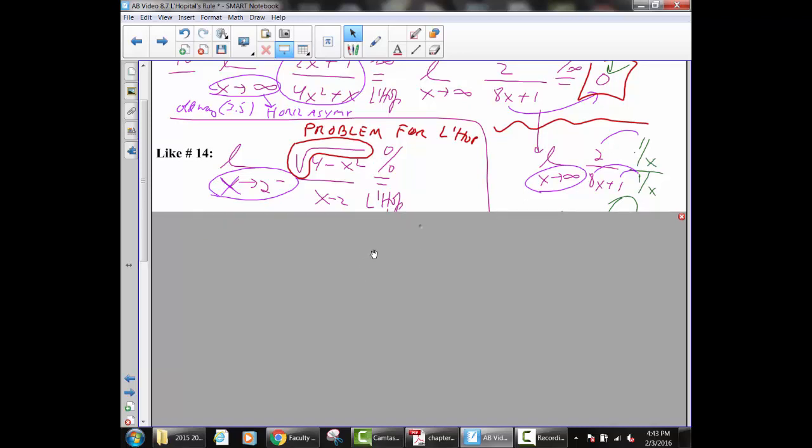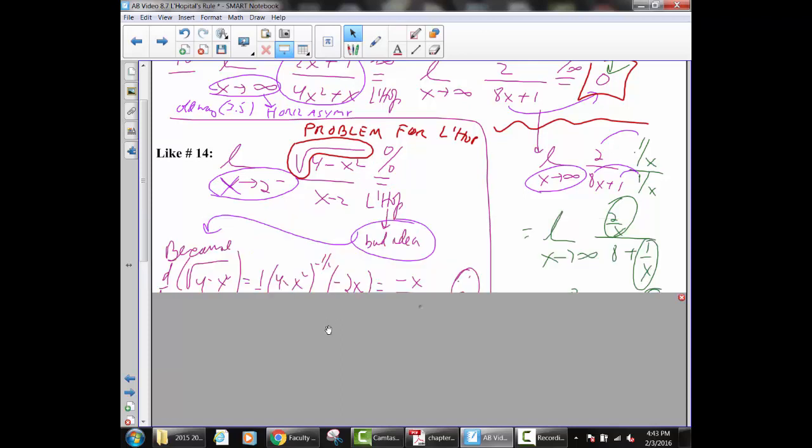Now, this is like 14, and now it gets a little tricky. When you have radicals, you're really going to want to avoid L'Hopital's because L'Hopital's takes the derivative of these things, and the derivative of an integral is very hard to deal with. So, if you say, okay, let me plug it in, 4 minus 2 squared is 4 minus 4 is 0 squared is 0.